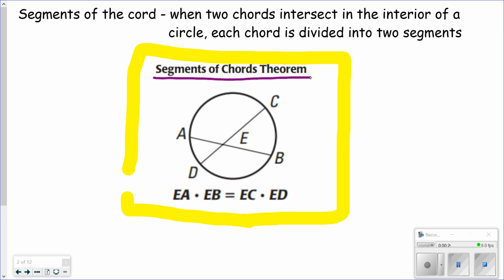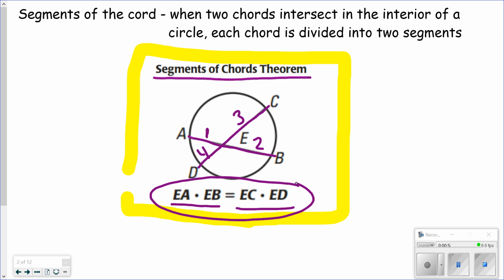The segment of chords theorem just states that when we divide our chords into two segments, such as chord AB and chord DC, we then figure out that AE, which is this segment right here, times EB, which is this segment right here, is going to equal EC, which is this segment right here, times ED. So make sure you write down this equation in your notes with this diagram.